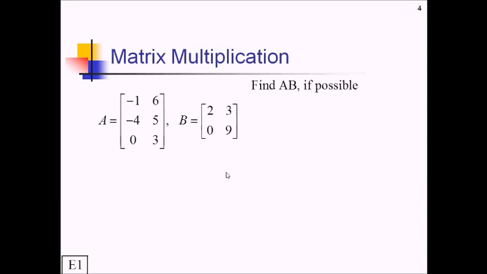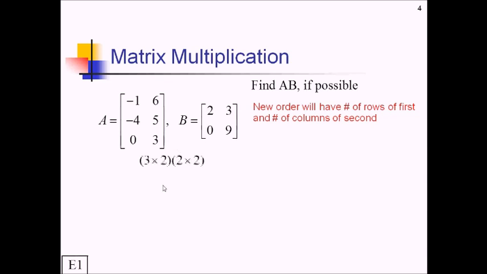Let's take our first look now at matrix multiplication. When we multiply two matrices together, A and B for example, we get another matrix. But what do the dimensions of this other matrix look like? The order of the new matrix will have the number of rows of the first matrix and the number of columns of the second matrix. So in this case, if we have a 3 by 2 and a 2 by 2, we get the rows of the first and the columns of the second. So it's going to be a 3 by 2 for the new matrix.